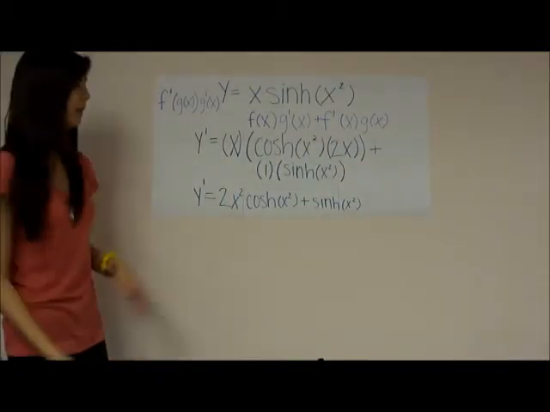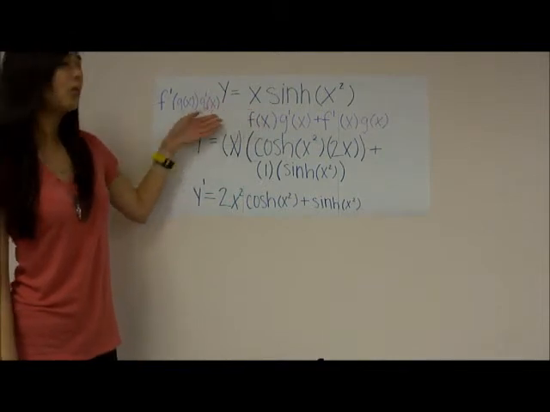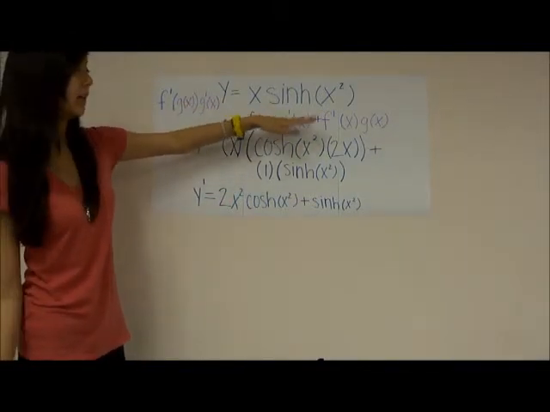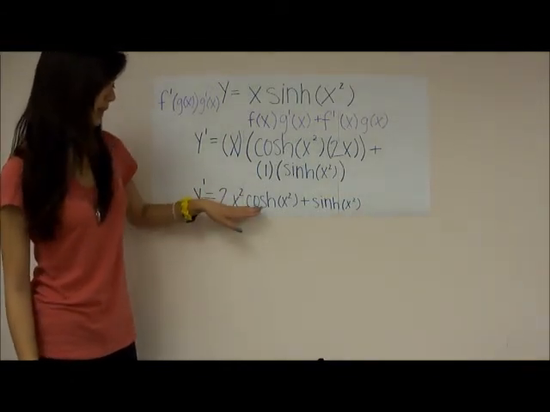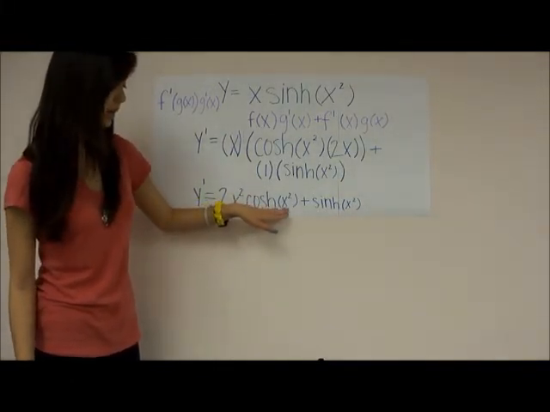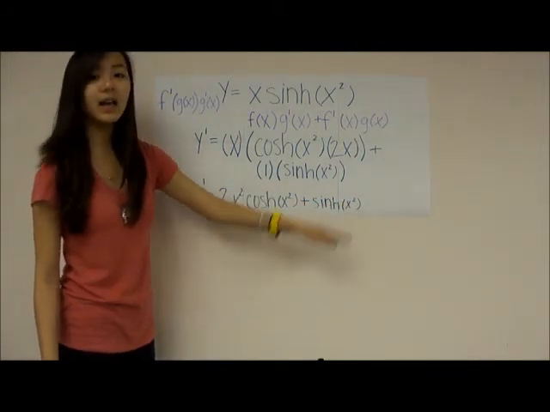So now we have the derivative of y equals x times hyperbolic sine of x squared is equal to 2x squared times hyperbolic cosine x squared plus hyperbolic sine x squared.